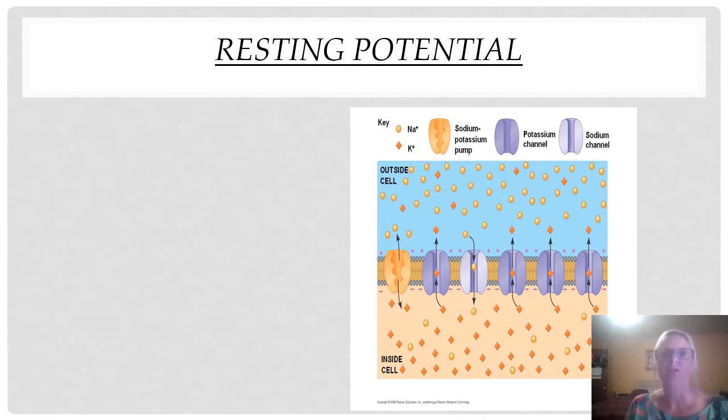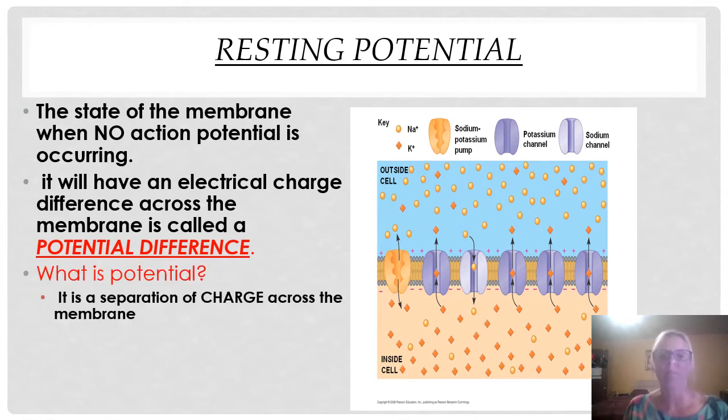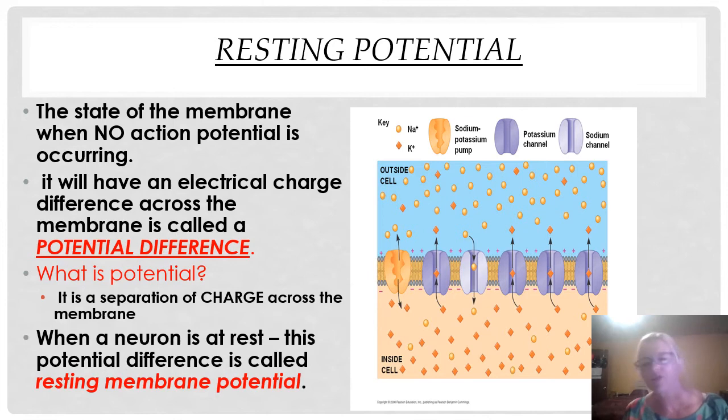All right, so let's look a little more at resting potential. Remember, this is when the action is not happening, so there's no action going on. Truthfully, there's a little bit of action, but not much. Not an action potential. There's things flowing in and out, but there's no message being sent.